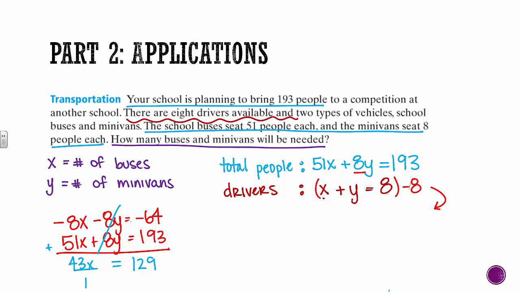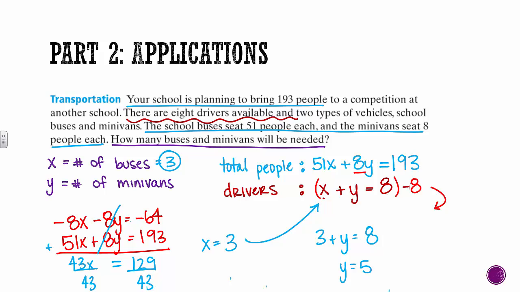And then all we have to do is divide both sides by 43. So we get x equals 3. Now remember what that means. That means that we are taking 3 buses. And then it's quick math to see that when we plug this back in, y has to be 5, which means we will take 5 minivans.